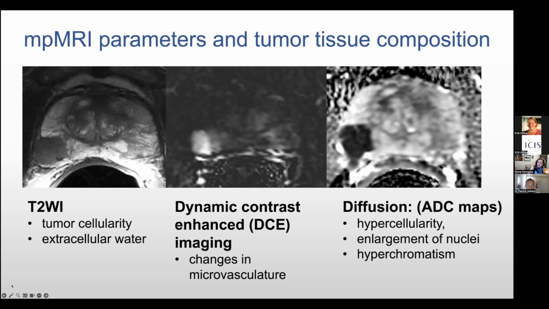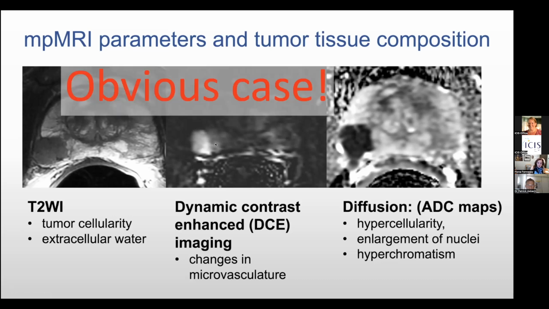Compared to the rest of the peripheral zone. And then we have the DCE, which is based on changes in microvasculature. So this is a really obvious case. I think anybody could see this one.